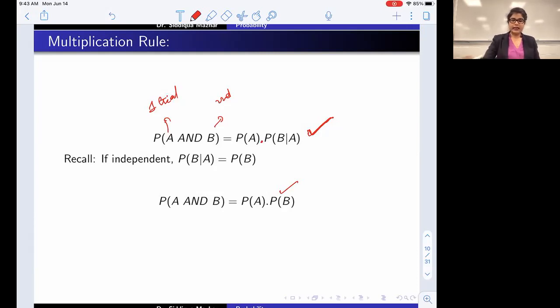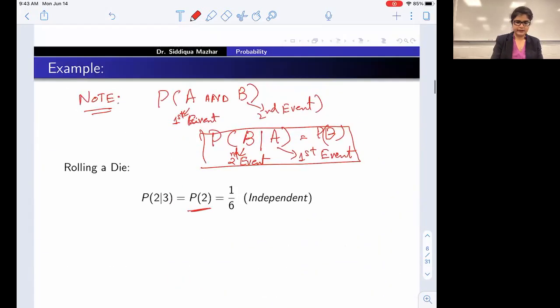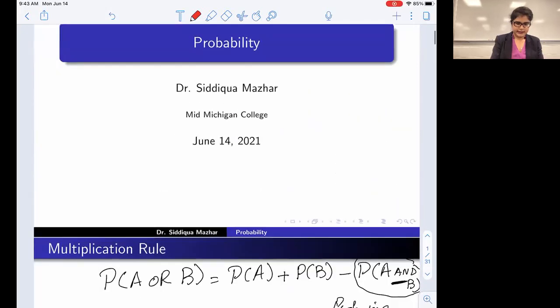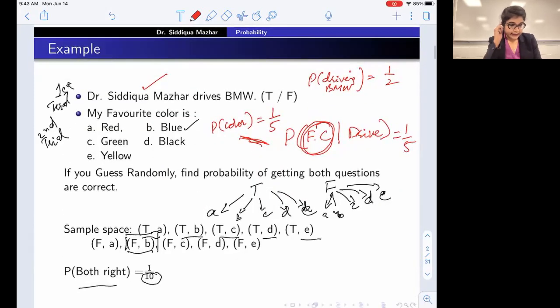So you take the multiplication of these two probabilities. Remember, in the first example we had two experiments. One was which car I'm driving, so I had two options, true and false. Let me scroll down again. Where is it? This one. In our first experiment, which car I am driving, the probability of finding true or false is 1 by 2. Second experiment, what is my favorite color? That has 5 options and 1 is true, so 1 by 5.